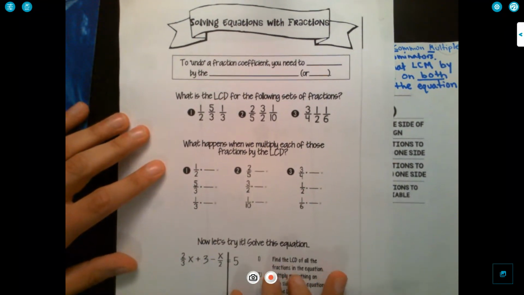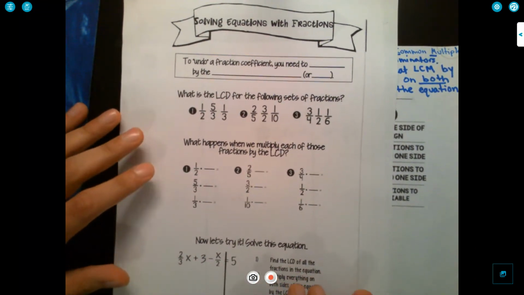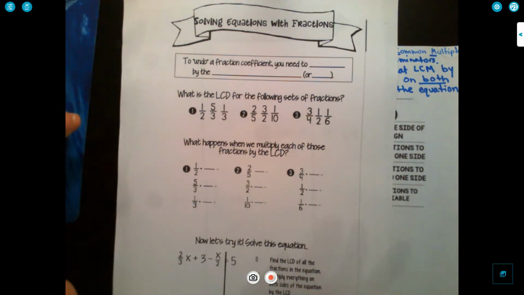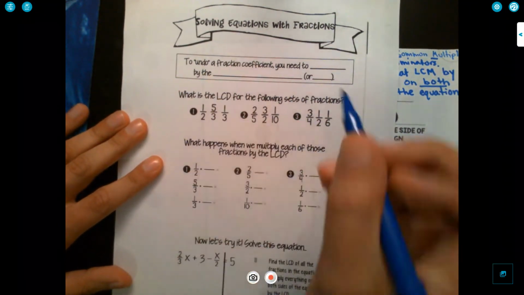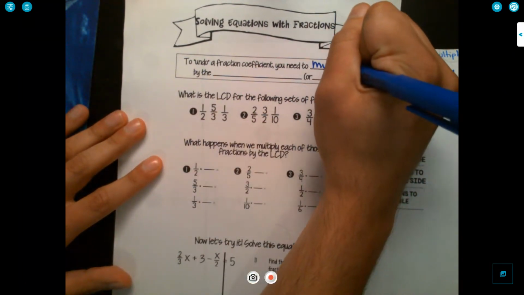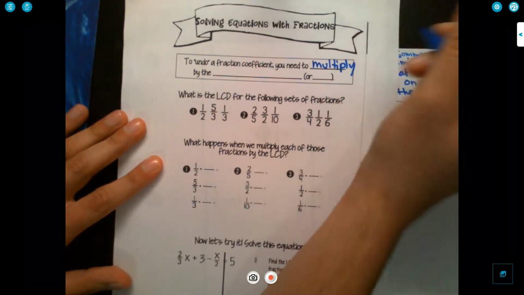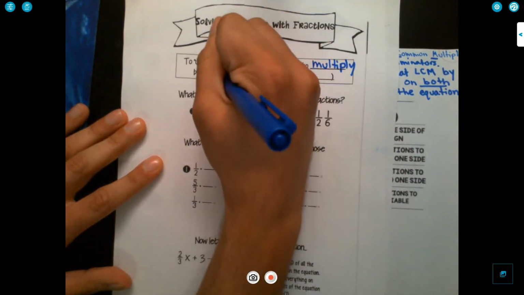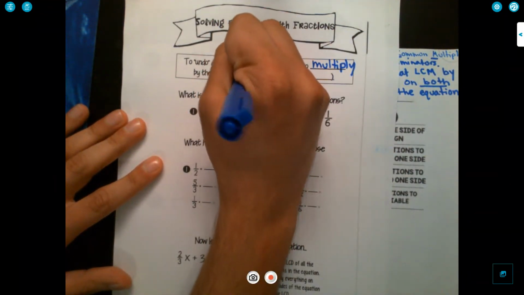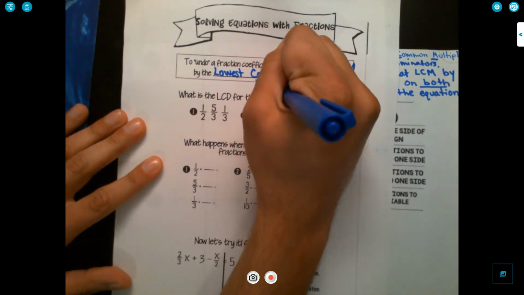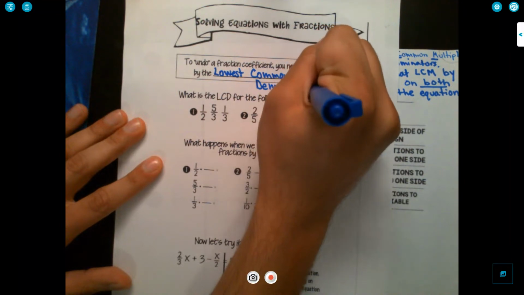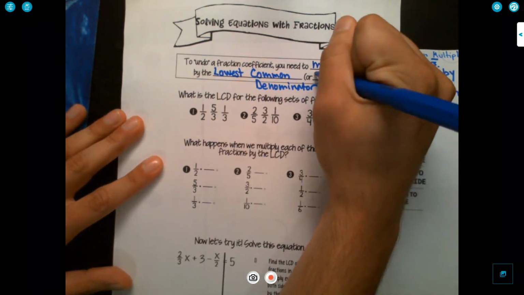So what we're going to want to do to solve is get rid of those fractions. So how do we get rid of those fractions? To undo a fraction coefficient, we're going to multiply by what's called the lowest common denominator, or LCD.